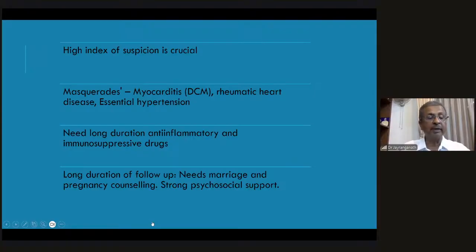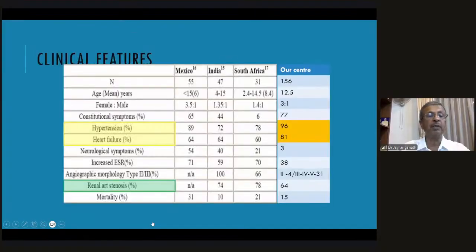They need long-term anti-inflammatory and immunosuppressive drugs. Counseling, especially of the parents or relatives, is extremely important. Long duration of follow-up needs marriage and pregnancy counseling and strong psychosocial support. These clinical features are in a tabular column from Mexico, India, and South Africa.